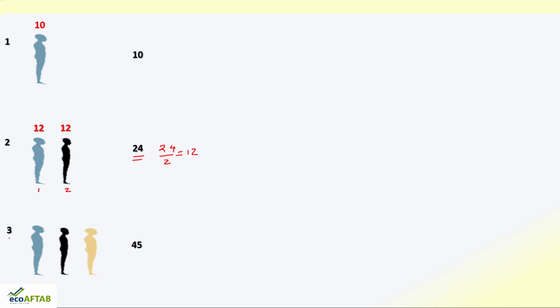Similarly, when there are 3 laborers, the 3 of them together are able to print 45 sheets of paper. So on an average, what is the productivity of every labor? It is 45 divided by 3, which is equal to 15. So on an average, every labor is able to print 15 sheets. We call this our total productivity, and this 10, this 12, this 15 is our average productivity.